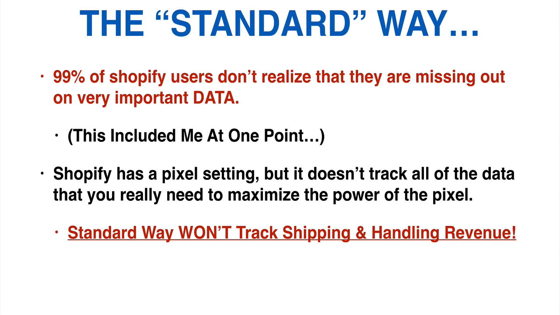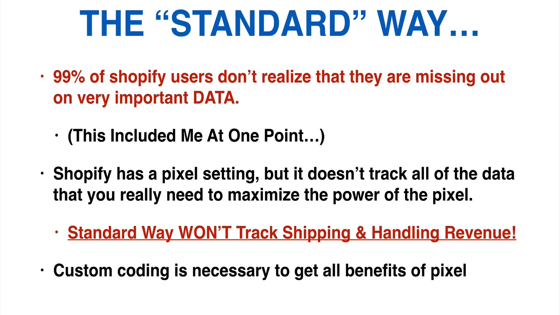It only tracks subtotals. In other words, if a product is $19.99 and $4.95 shipping and handling, and somebody buys a product, if you use it the standard way, Facebook will only register a $19.99 sale. They won't include that $4.95. You want that $4.95 included, right? And with the standard way, you can go in and do some custom HTML and all that, and you can get all the benefits if you're really good at coding. But there's an easy way to do it as well.